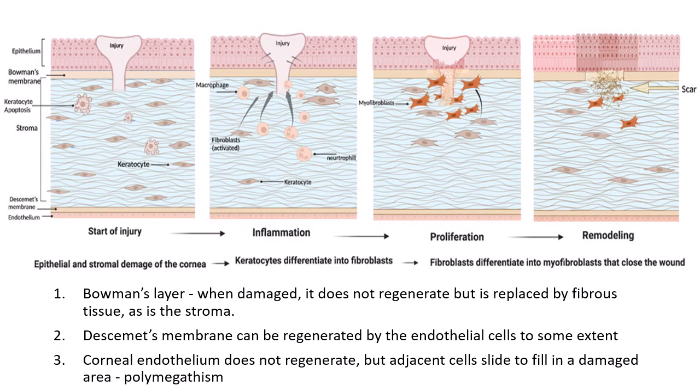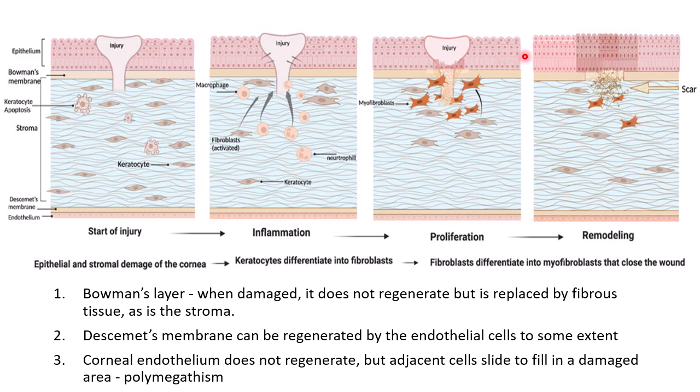What happens if the injury is deeper? Look here. The injury has penetrated the Bowman's and reached the superficial stroma. So there is infiltration of macrophages and neutrophils, which secrete some growth factors and start an inflammation. This inflammation stimulates the fibroblasts to lay down scar tissue. And this is the scar tissue that is laid down.